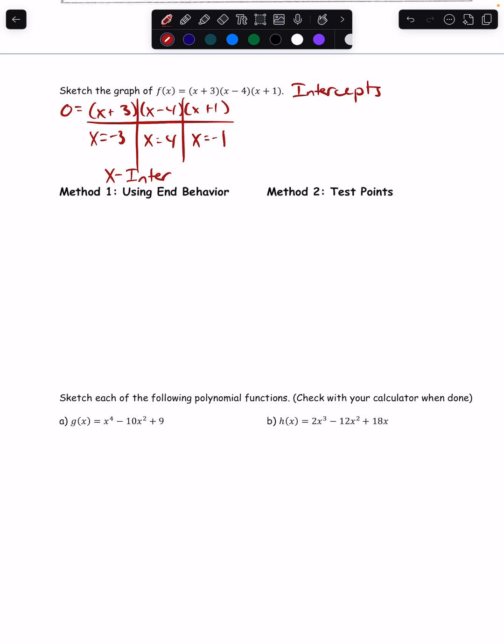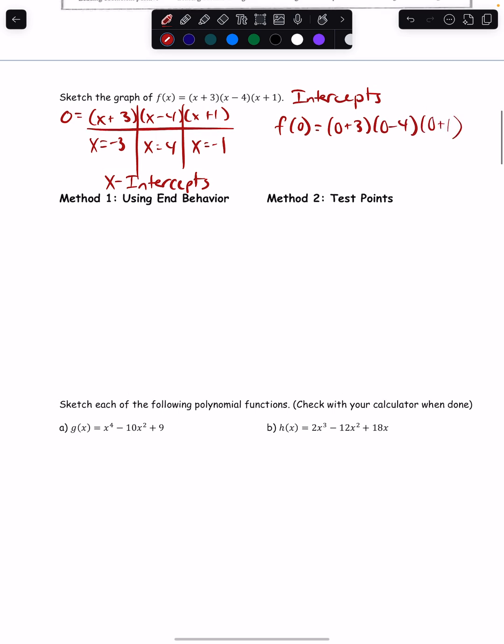Now we just have to find the y-intercepts. And how do we find the y-intercept? That's when the x is equal to 0. So we would set the x equal to 0, and it looks like we're just going to be multiplying it through. We should get 3 times -4 times 1, which is -12. So our y-intercept is (0, -12).